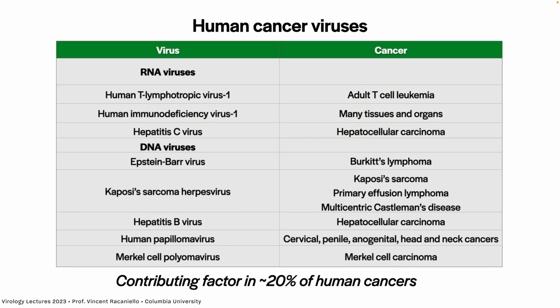So we have viruses that are a contributing factor in about 20% of human cancers. And here are the viruses listed with the kind of cancers that they cause. Both RNA and DNA viruses are causing cancers. HTLV1, HIV1, we will talk a little bit more about HIV1, hepatitis C virus. And then among the DNA viruses, 2 herpes viruses, hepatitis B virus, human papilloma virus, and a polyoma virus. The mechanisms we're going to talk about today don't apply to any of these.